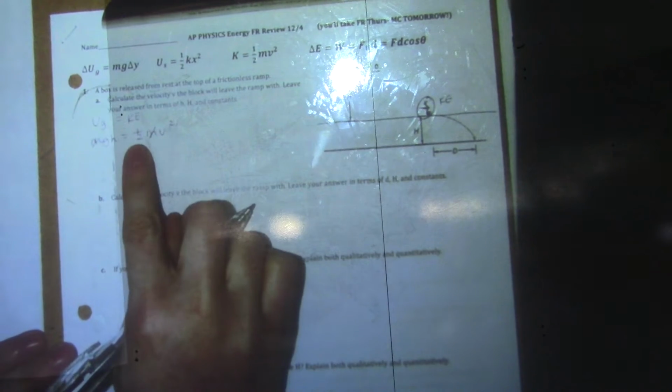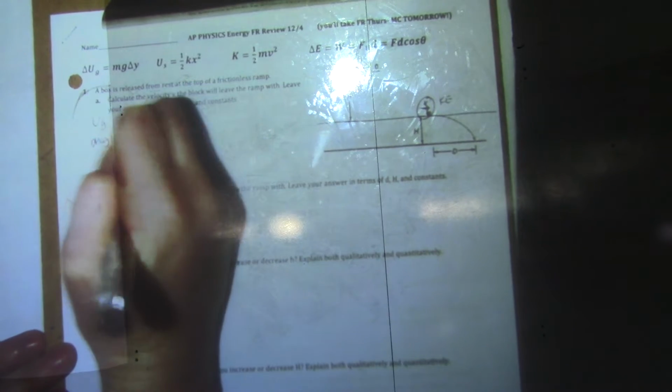So that would be potential at this point equals kinetic at the bottom of the ramp. Potential would be mgh equals kinetic 1/2 mv squared. The mass is going to cancel out. To get rid of the half, I'm going to multiply everything by 2. So 2gh equals v squared. So then the velocity is the square root of 2gh.